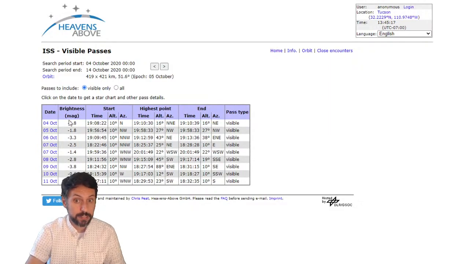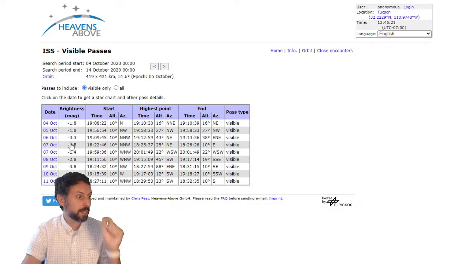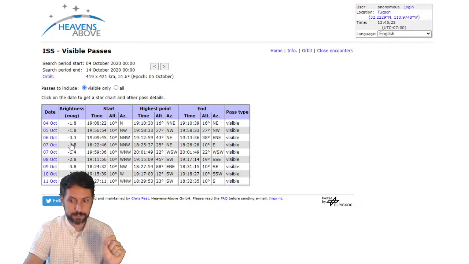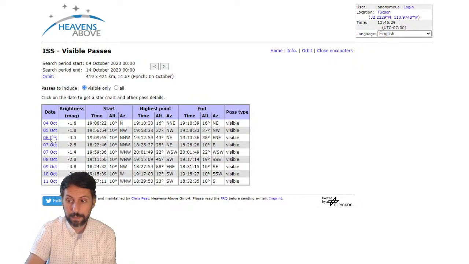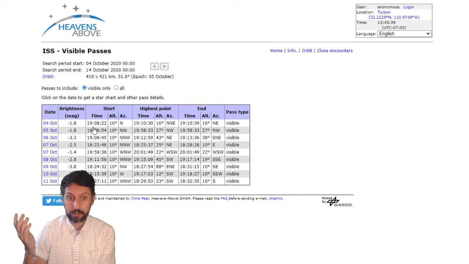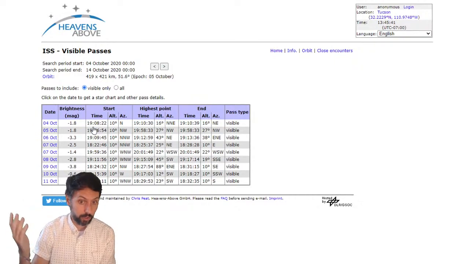And it tells you the brightness, -1.8, -1.8, -3.3. You want the most negative, because that's the brightest it can get. You want to get a very, very bright observation. So in this case, I would recommend maybe the 6th of October. And then you want to see what time it starts, right? Sometimes you'll be like, oh man, this is great, but the start time will be 3 in the morning. If you're a night owl or can't sleep, that's good. But for me, I like sleeping.